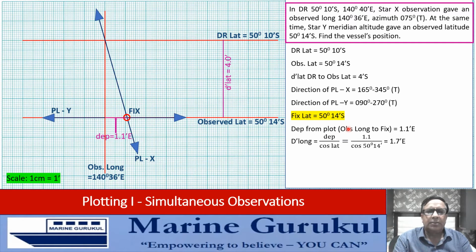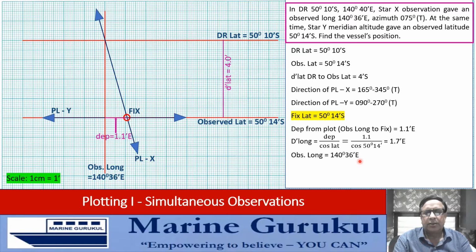We convert this departure into d long by using the cosine parallel sailing formula for latitude 50 degrees 14 minutes, and we get the d long as 1.7 minutes east. This d long we apply to the observed longitude, and that was 140 degrees 36 minutes east.